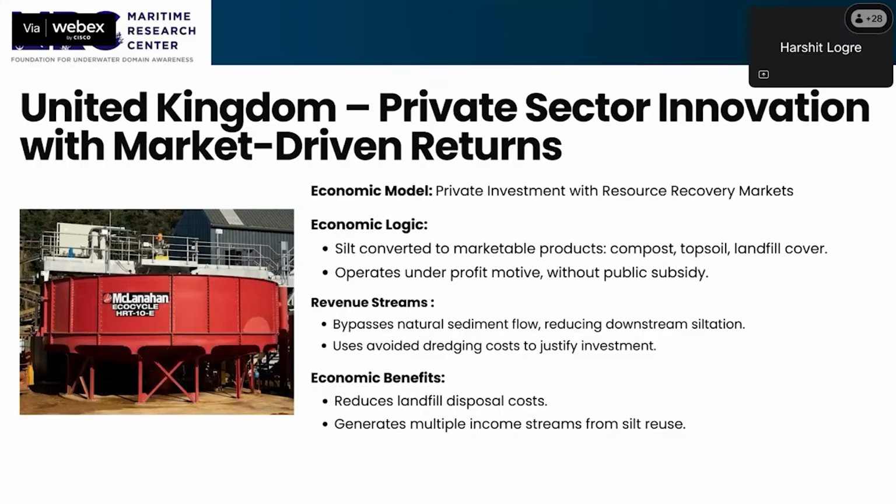The economic model it follows is private investment with resource recovery markets. The economic logic is that the silt is converted to marketable products like compost, topsoils, and landfill covers, and it operates under a profit motive without public subsidy. The revenue streams it has: it bypasses natural sediment flow, reducing downstream siltation, and it uses avoided dredging costs to justify the investment. The economic benefit is that it reduces landfill disposal cost and generates multiple income streams from silt use.